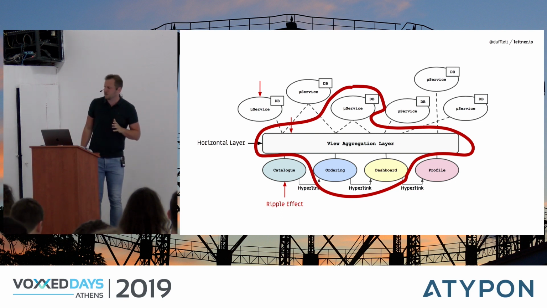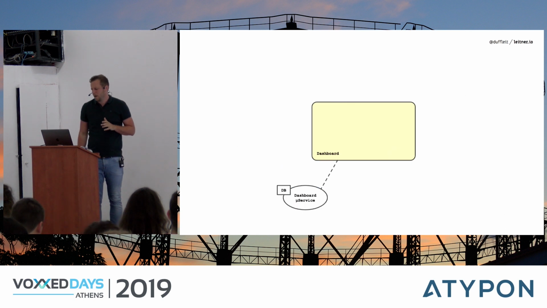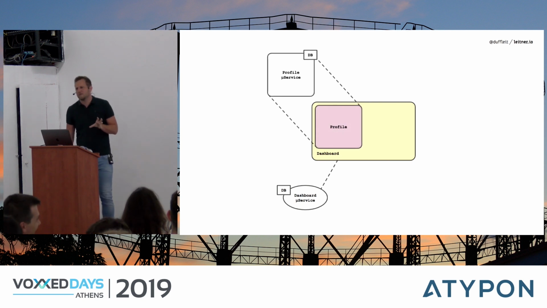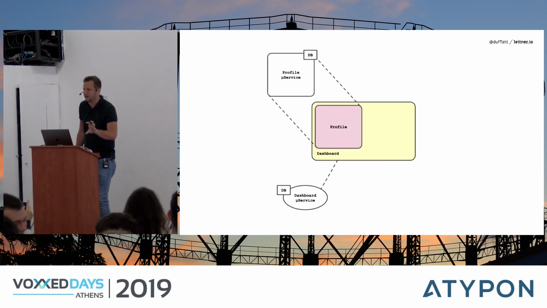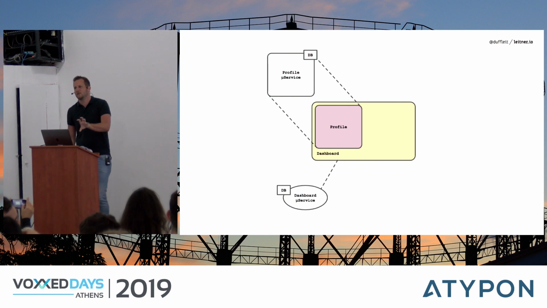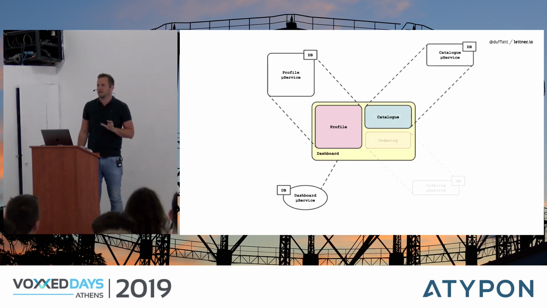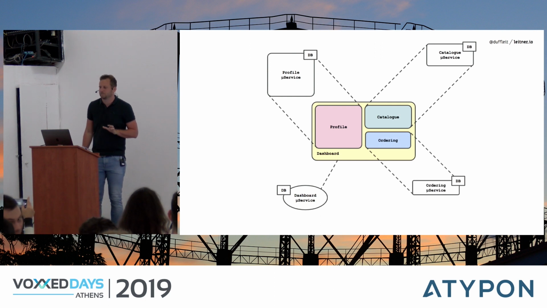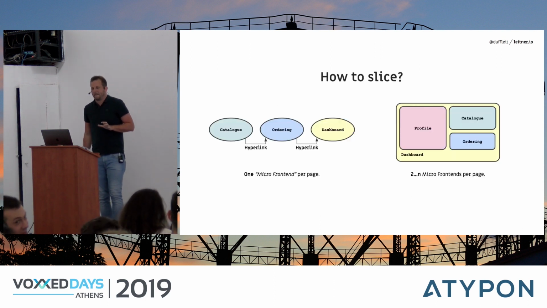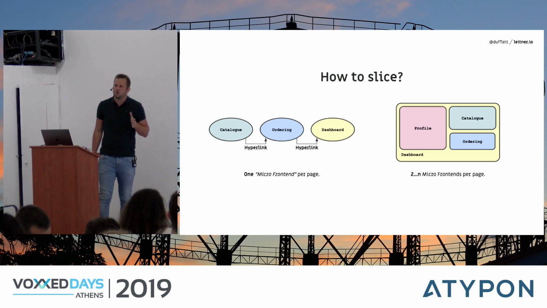My favorite approach is to do it like this, right? We have a dashboard service which returns a dashboard UI, okay? And then we have a profile service, and this profile service returns a profile UI. And we just plug this profile UI into the dashboard. But it's totally independent of the dashboard. And the same goes for catalog, and the same goes for ordering. And this raises the question, how do we slice?